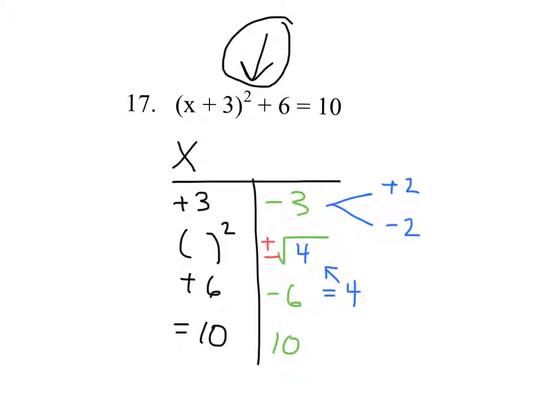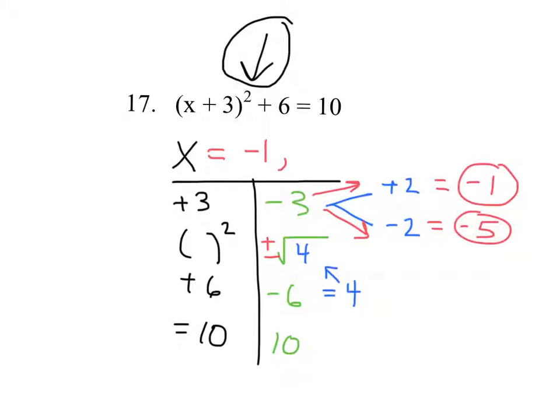So I just branch it off right away. Take the negative 3 and add 2, I get negative 1. That's one of my answers. Take the negative 3 and subtract 2, and I get negative 5. So x is going to be negative 5. You can write and, or you can put a comma. So it's -1 and -5 is my final answer.